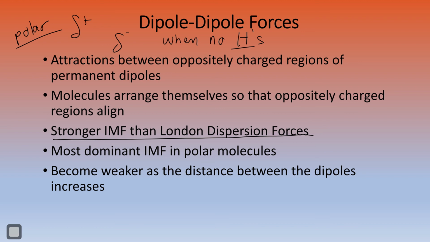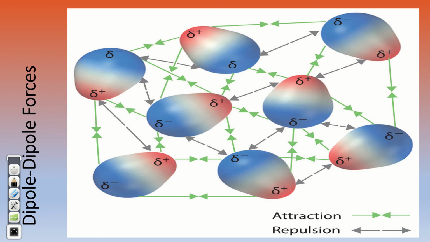So again, you can read through this carefully yourself, but it's the idea that it's created by a polar molecule when there's no hydrogens. But there's going to be exceptions in a moment. Okay, stronger though than London dispersion. Okay, so again, that's what this is trying to show.